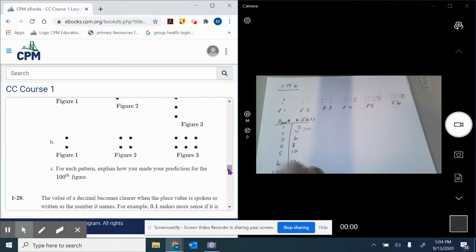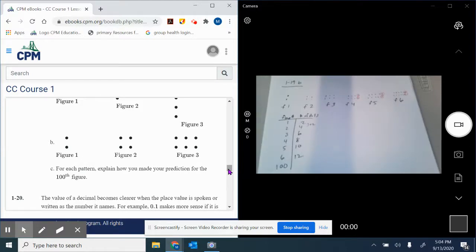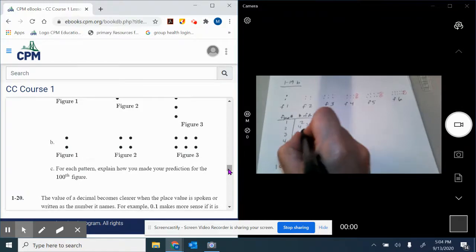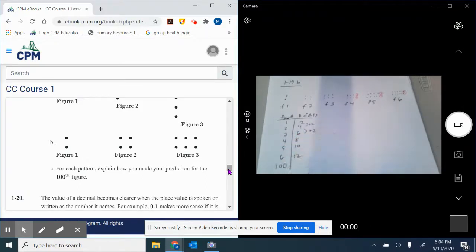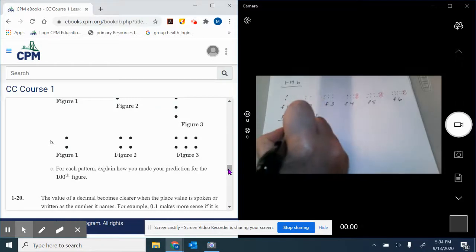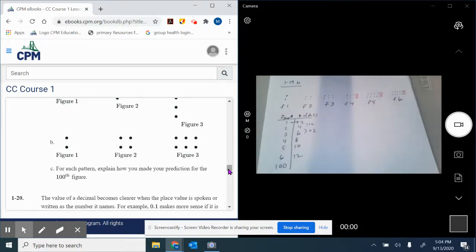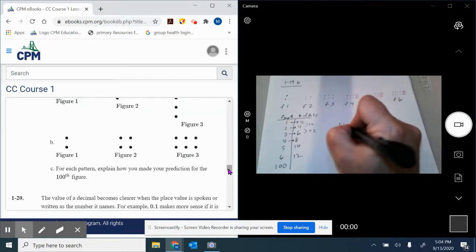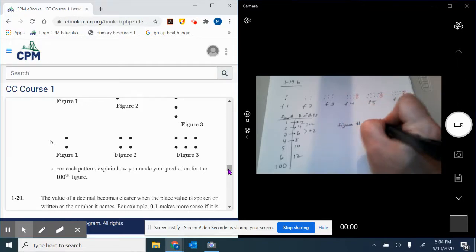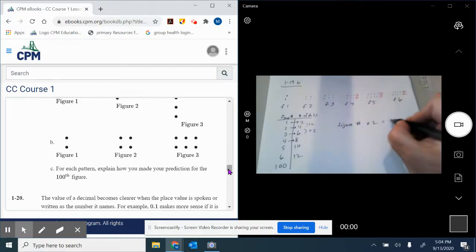But if we're trying to find, again, the 100th figure without drawing this whole thing, without going plus 2 all the way down, let's look if we can find something going across. So let's try it. 1 times 2 is 2. 2 times 2 is 4. 3 times 2 is 6. Oh, wait, I think I got it. 4 times 2 is 8. 5 times, oh my. So it is the figure number times 2 equals the number of dots.